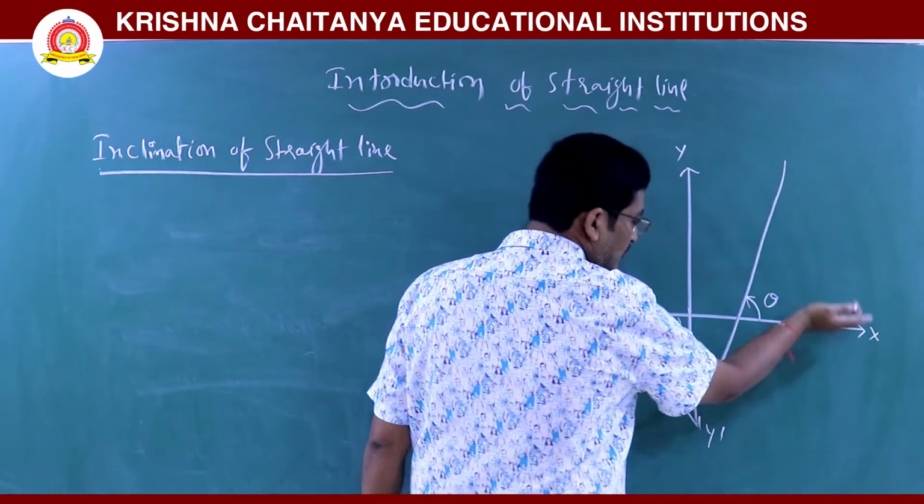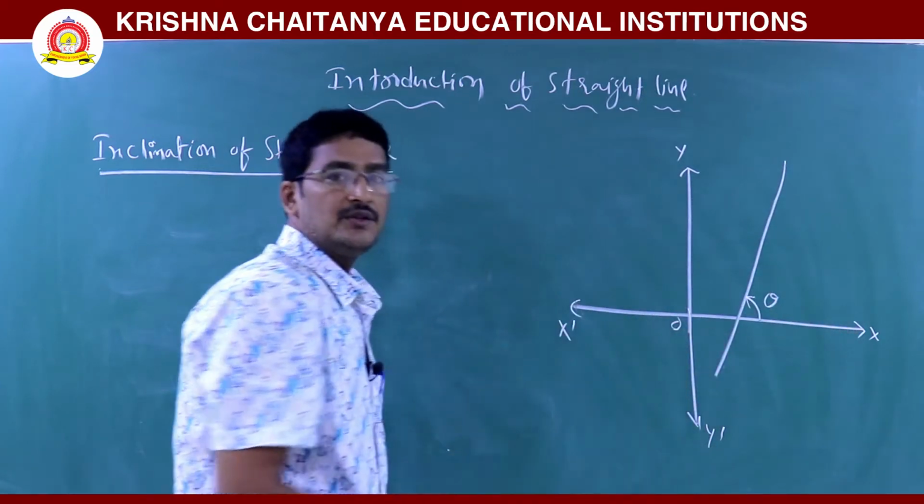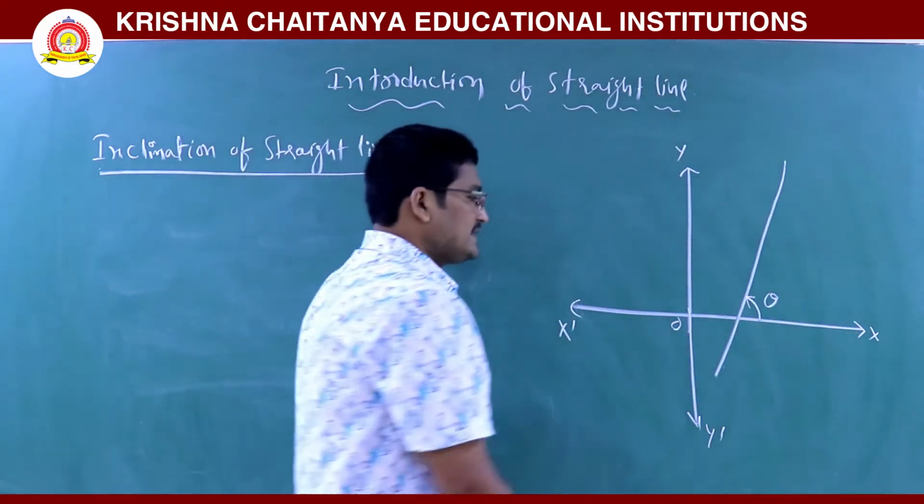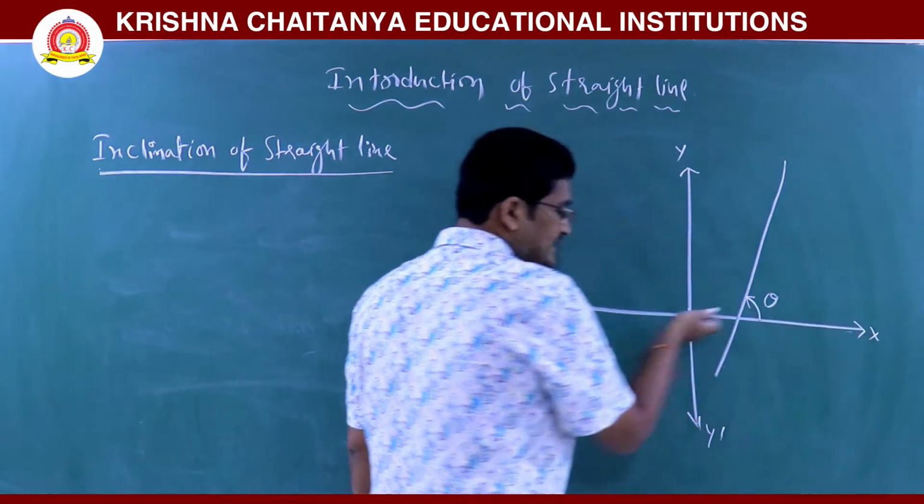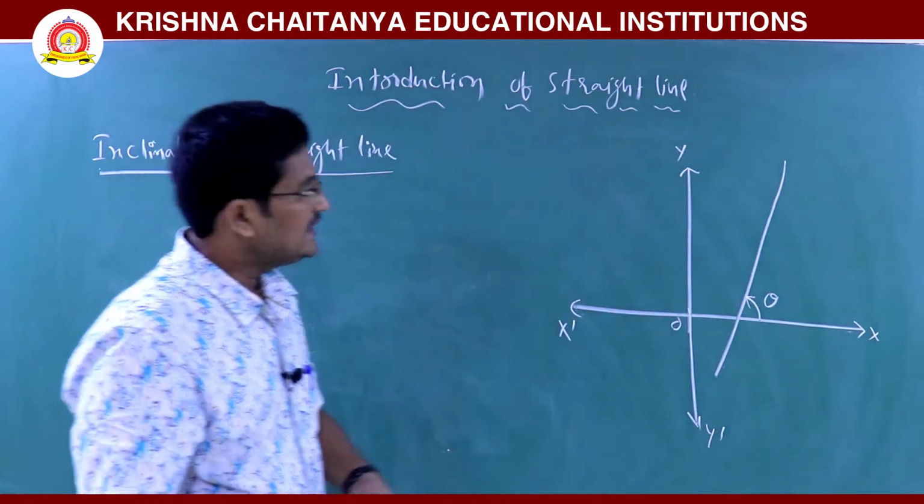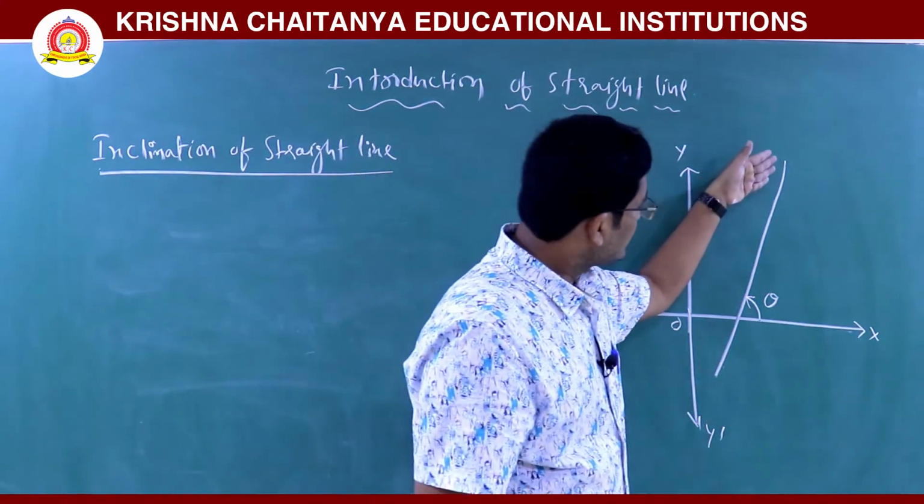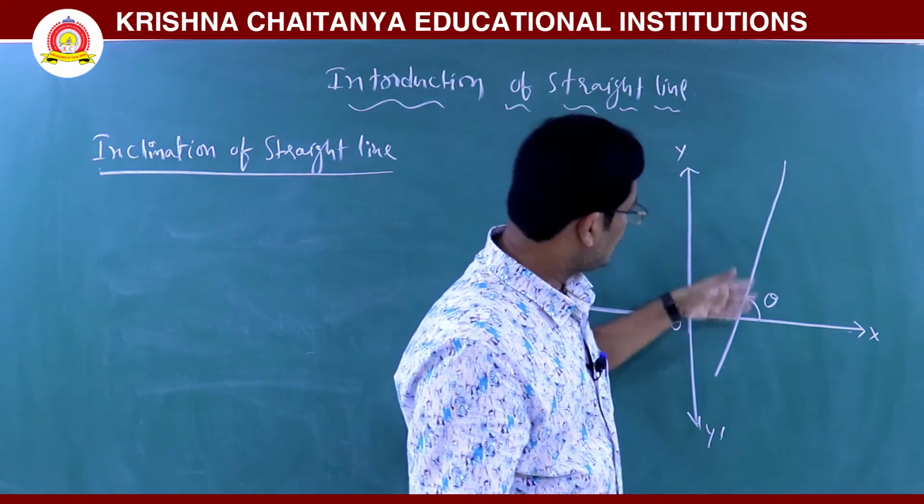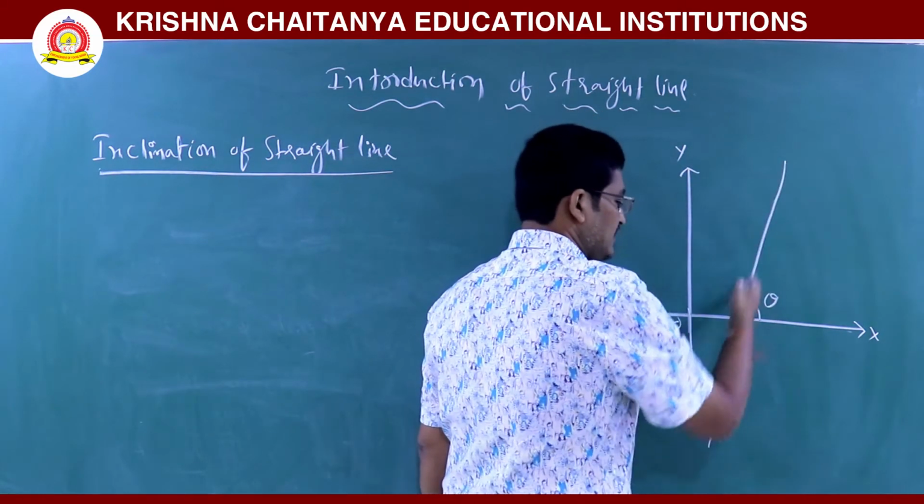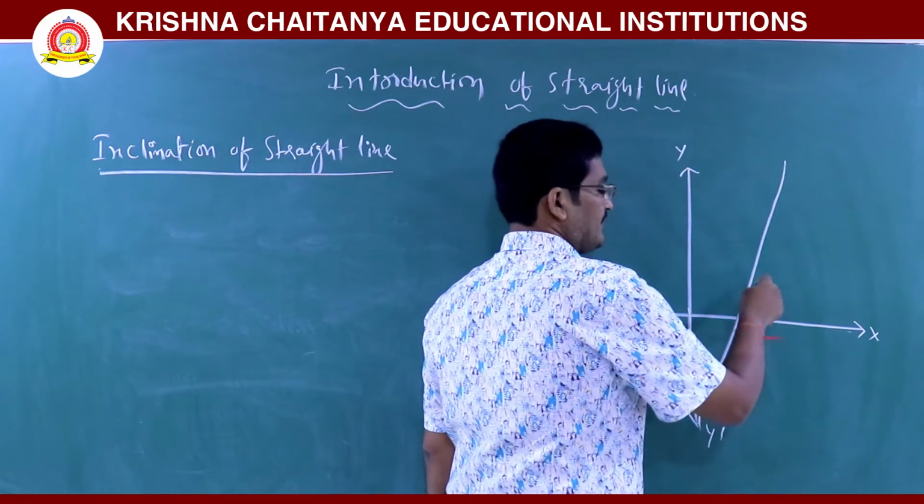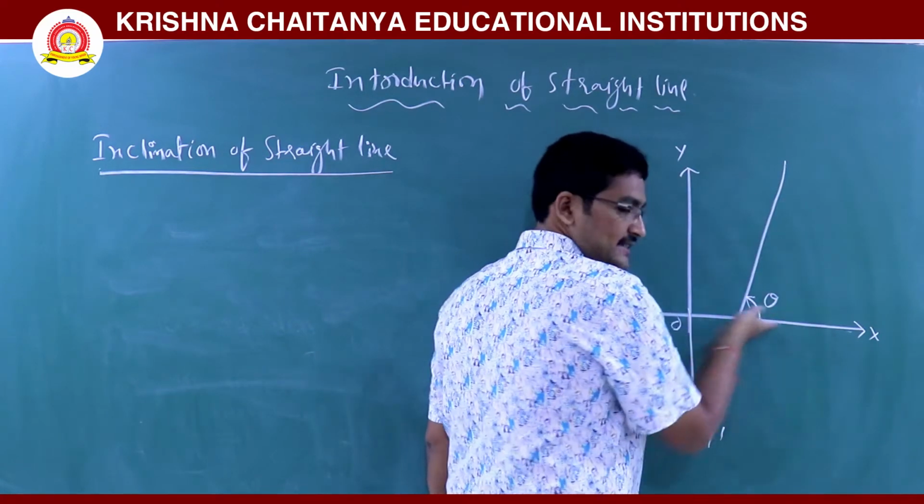If this line is coincident with the x-axis, 0. In the same way, what is the inclination of the x-axis? What is the inclination of this line? To find the inclination of this line, first we have to calculate the angle between this line and x-axis.